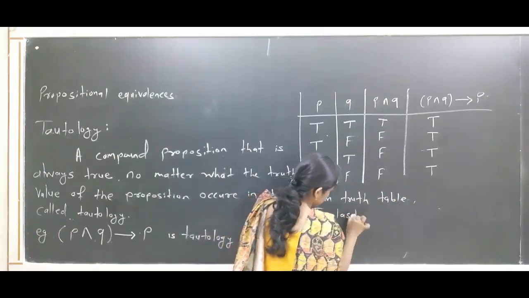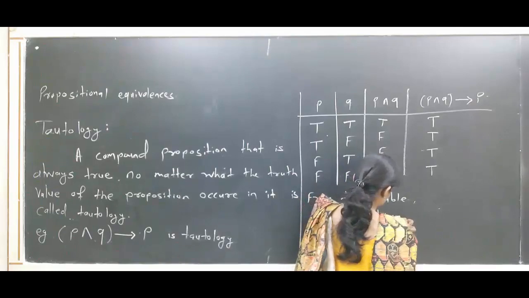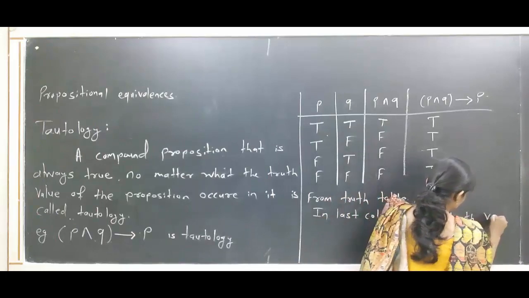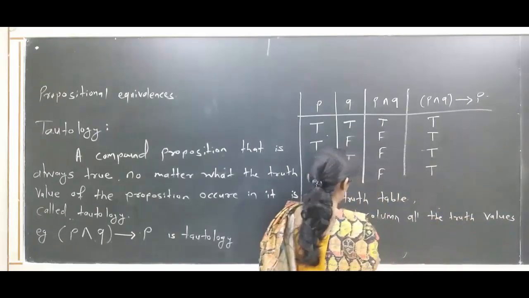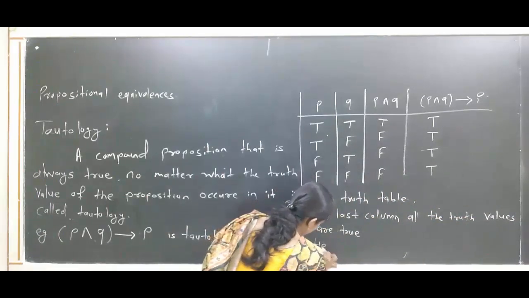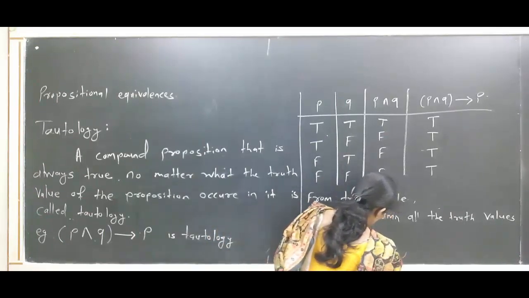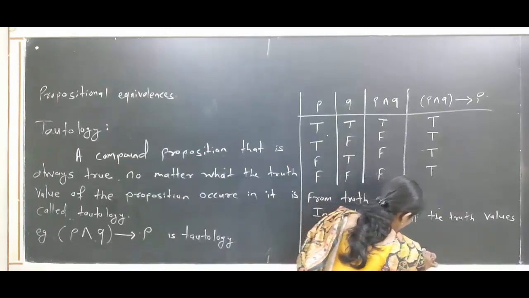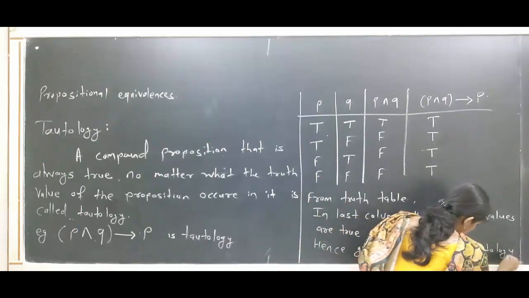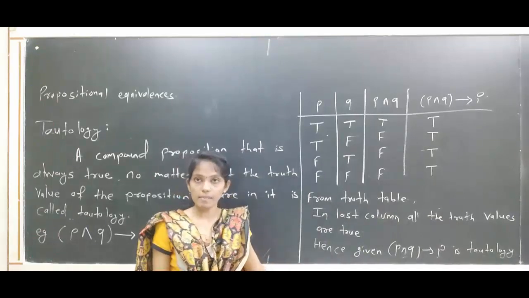So, from the truth table, in the last column all the truth values are true, hence the given P and Q implies P is a tautology. The given compound proposition is a tautology. So all of you get it with the example.